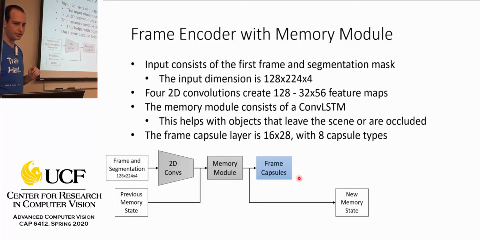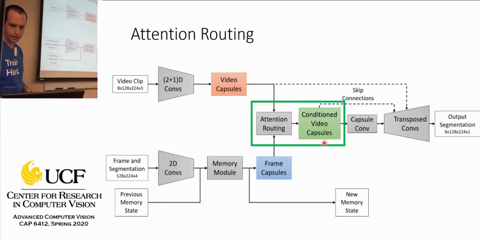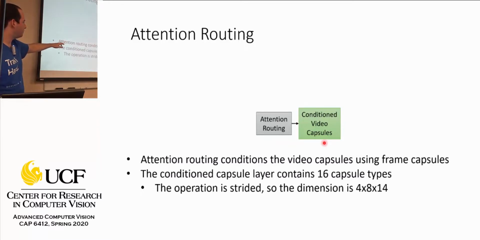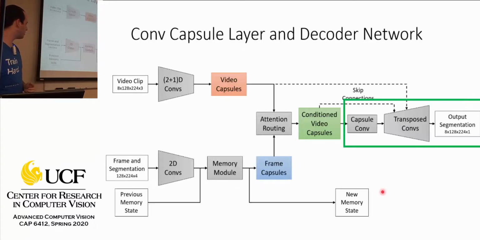And then we end up with a set of frame capsules. So this many frame capsules with 8 capsule types. We could say we model 8 different objects, or object parts, you could say. Then we perform the attention routing, which I briefly went over. Through the attention routing, we end up with 16 capsule types of this dimension. So in total it is 4 times 8 times 14 times 16 different capsules.